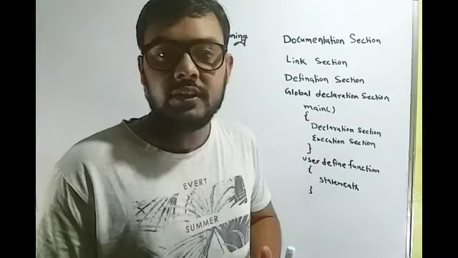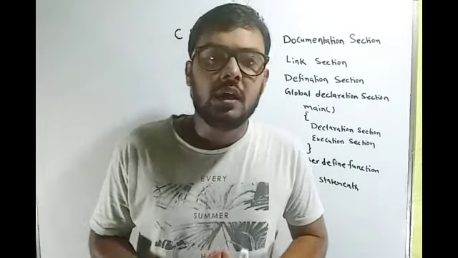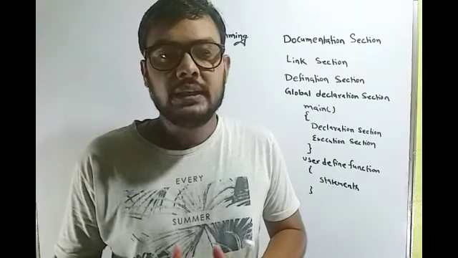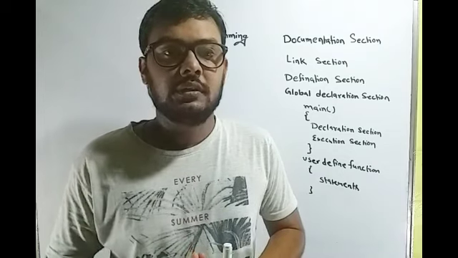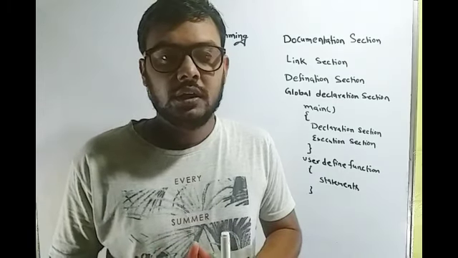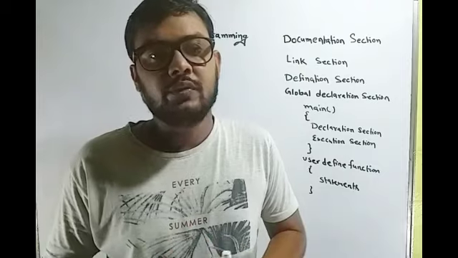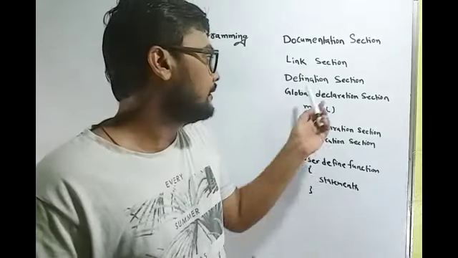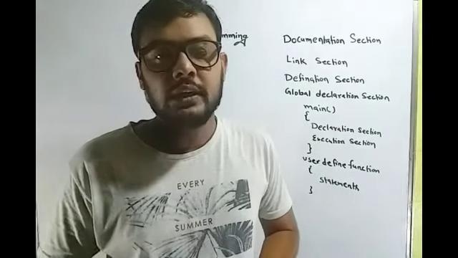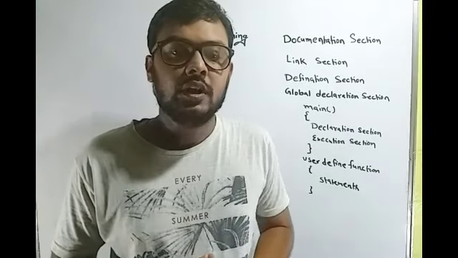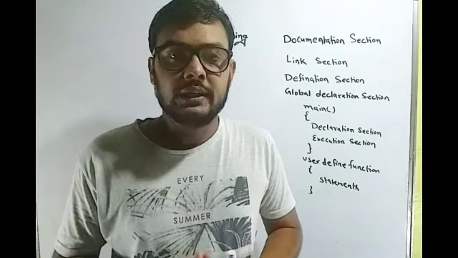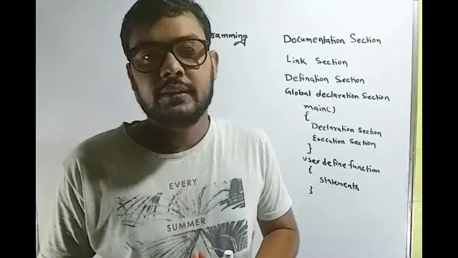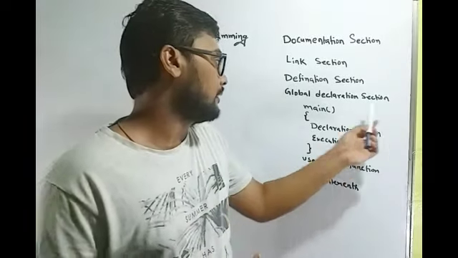The next section is the definition section. In the definition section, we generally define constants, using hash define. That is the definition section. And next is the global declaration section. In the global declaration section, we globally declare the functions. That means the prototype declaration is defined in the global declaration section.